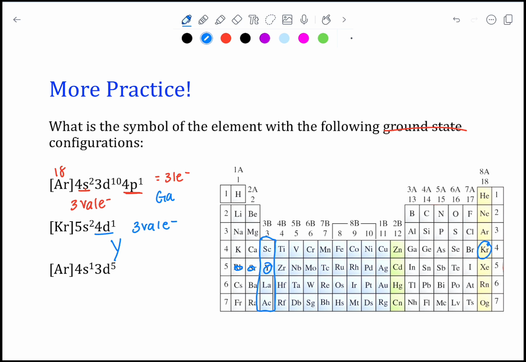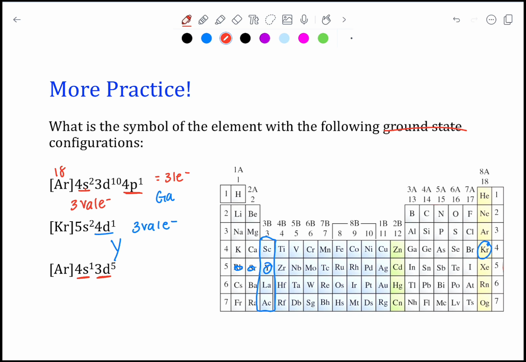Okay, and our last one is argon, 4s1 3d5. Ooh, that's one of our exceptions because we have a half-filled S and a half-filled D. Okay, so we have to identify those. So since that S does not have a 2, it has a 1, but then we moved on, that means it's an exception. So this is one of our exceptions.